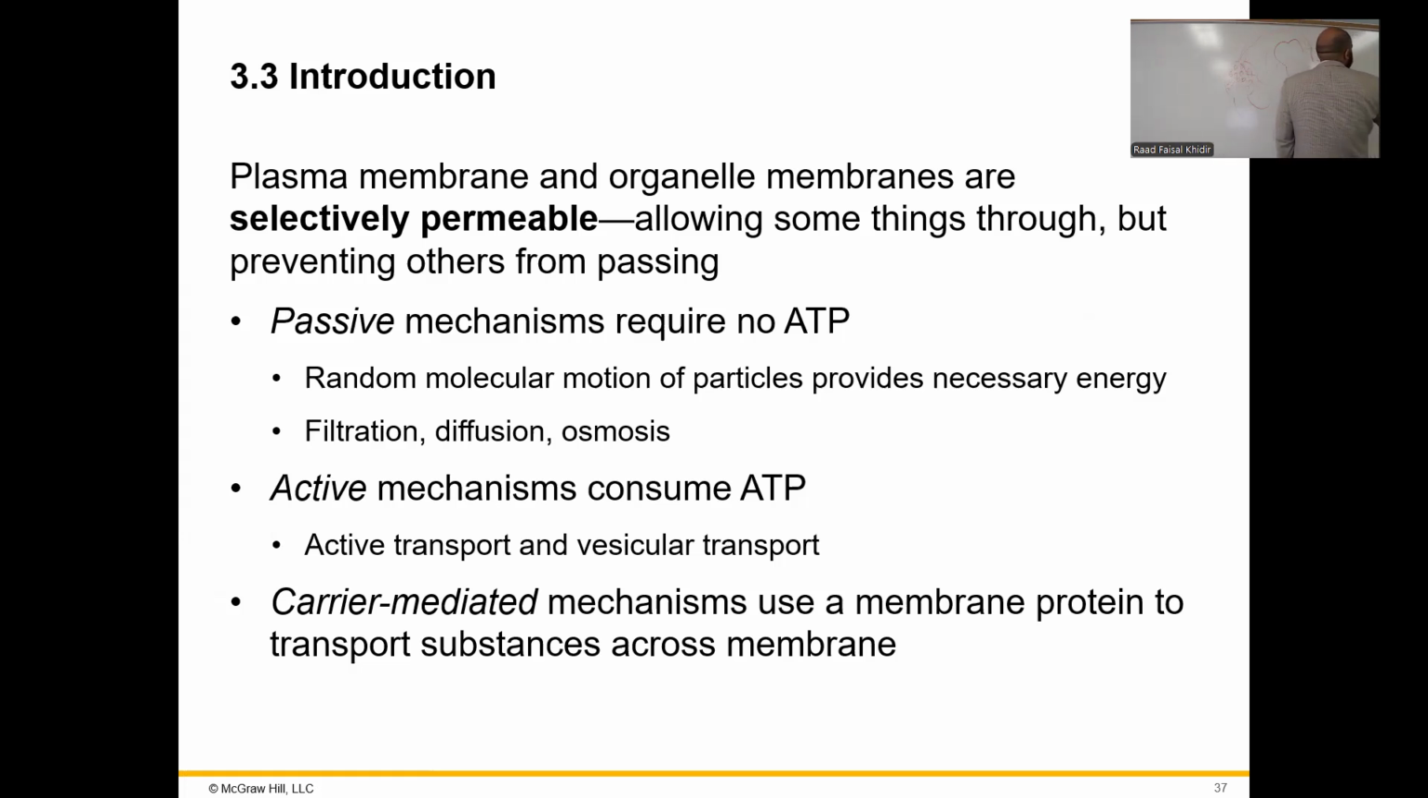So if I want to go uphill, that means I have a lot of sodium on the outside. This is my membrane. I have a lot of sodium on the outside, and I have a little bit of sodium on the inside.